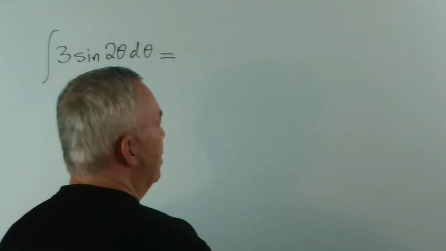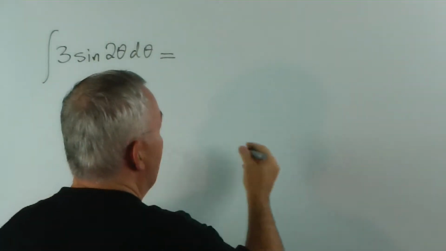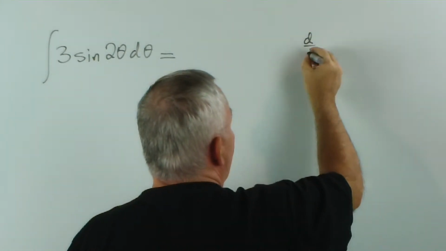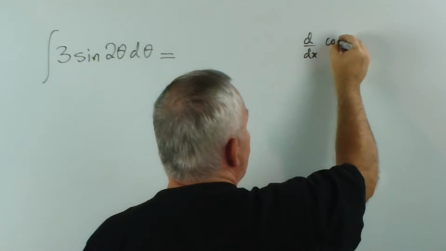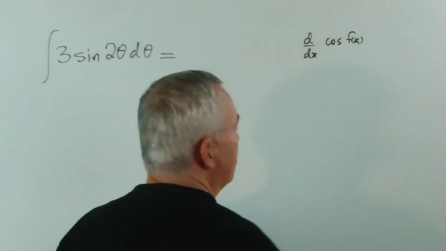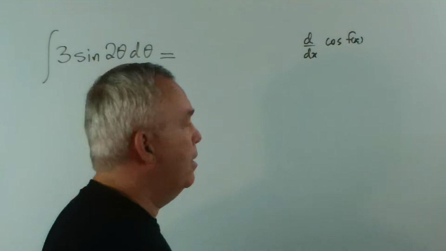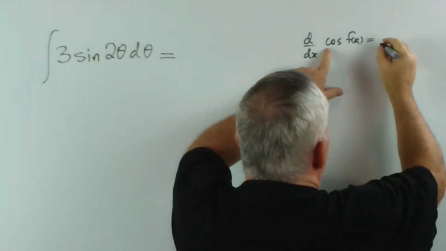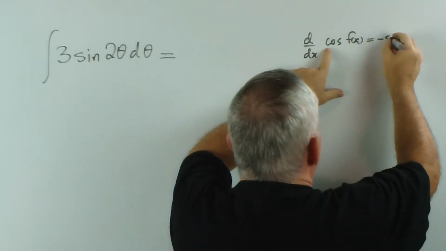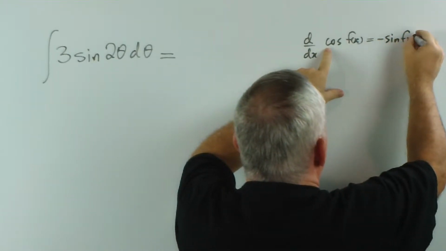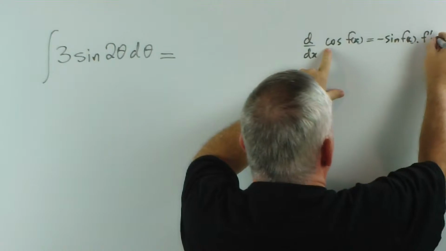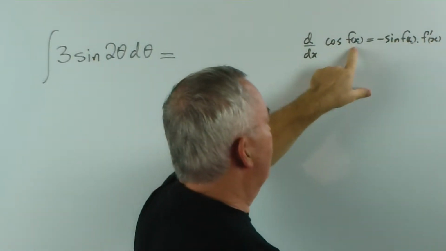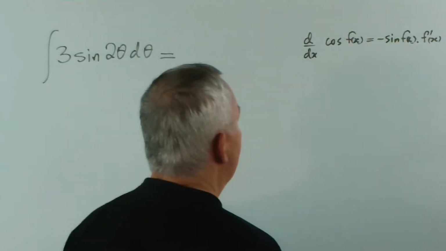Now we know that the answer is going to be a cosine, so let's imagine we start with finding the derivative of a cosine of a function of x, because that's the direction we're heading. What do we get? Well, the derivative of cos is minus sine of f(x) times f dash x, because we're using the chain rule. Derivative of cos is minus sine, and the derivative of f(x) is f dash x.